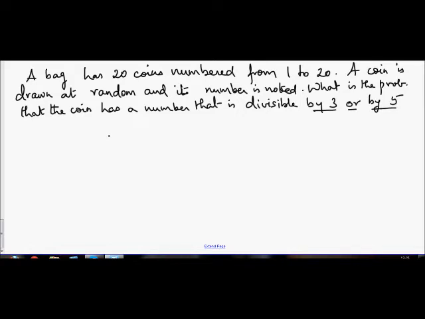The moment you see "or", you know that it is a union problem. Let me take the numbers that are divisible by 3 as T, and the numbers that are divisible by 5 as F. What are the numbers between 1 and 20 that are divisible by 3? That's what you are supposed to do first. 3, 6, 9, 12, 15, and 18 as well before 20. Divisible by 5, it starts with 5, 10, 15, and 20 is also included.